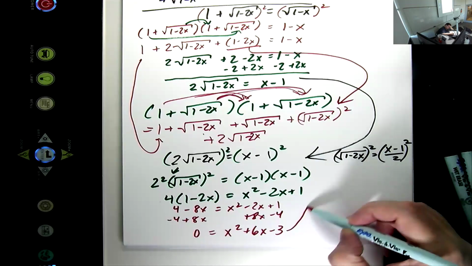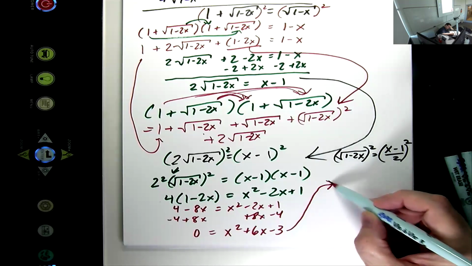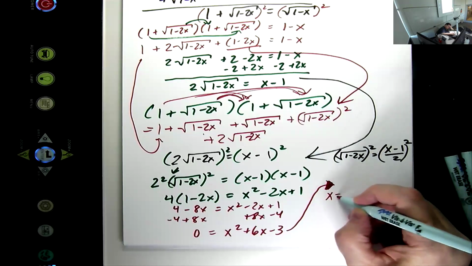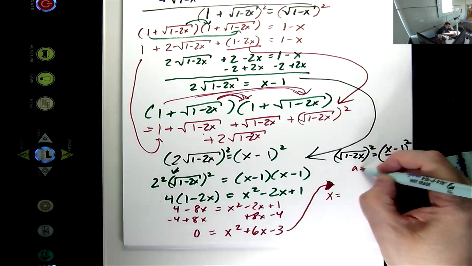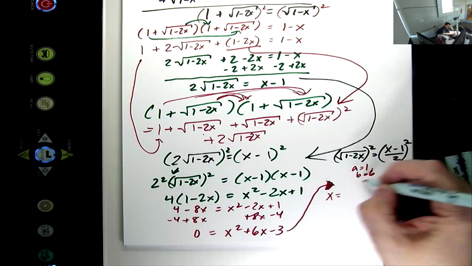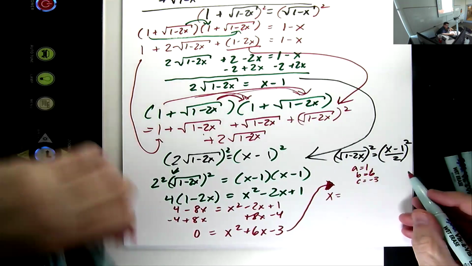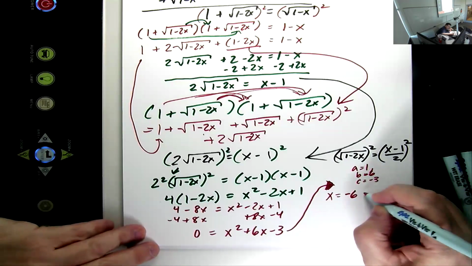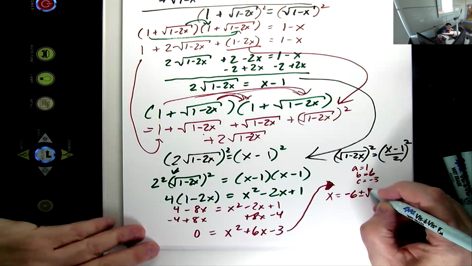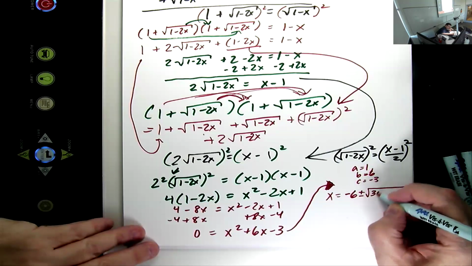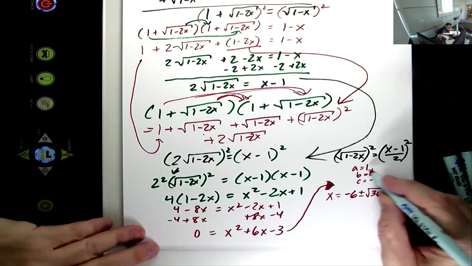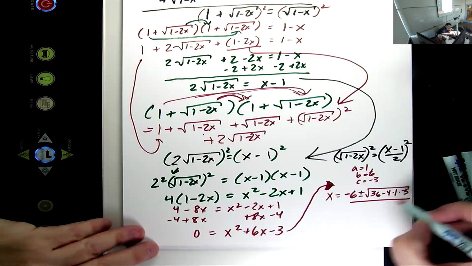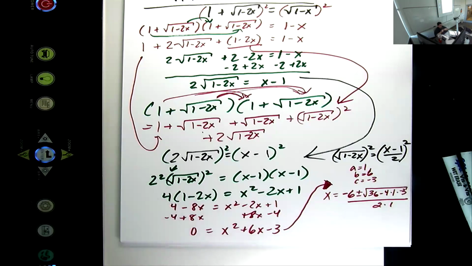So this is gonna lead to, I can't factor it. So it's gonna have to be the quadratic formula. A is 1, B is 6, C is -3. So we're gonna do the quadratic formula. We've got negative B, which is -6, plus or minus the square root of B squared minus 4 times A times C, which is -3. All over 2 times A, which is 2 times 1.